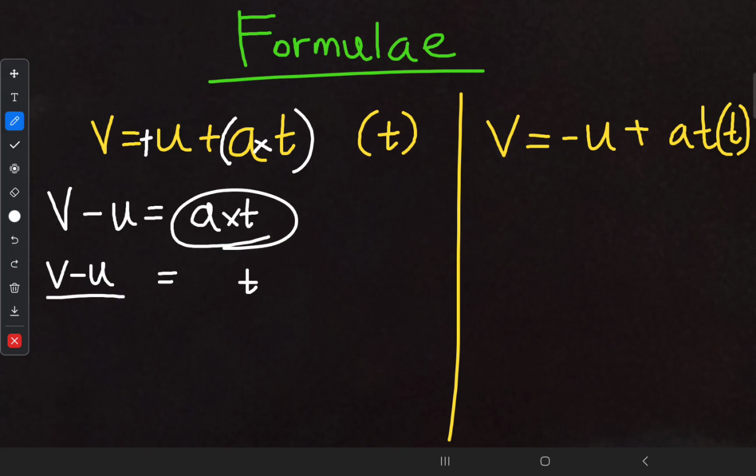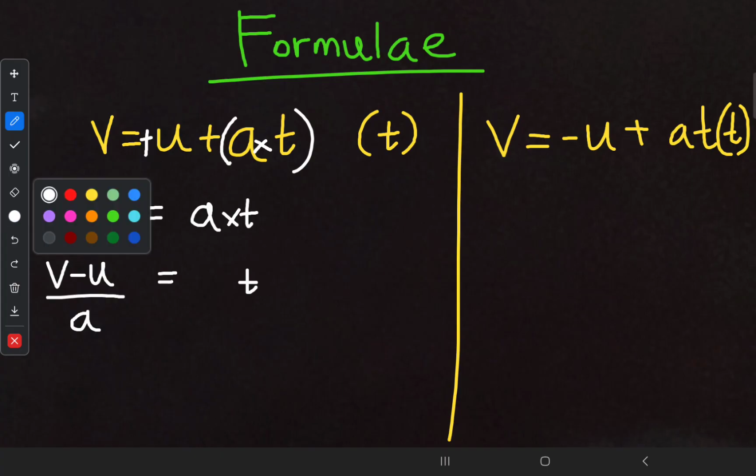A is multiplied with T. When you take this A to the other side, multiplication becomes division, and it should divide the whole value. So that should be your answer. When you subject T, this is the way: you take positive as negative, and multiplication as division. That is the only thing. Let's discuss the second question.